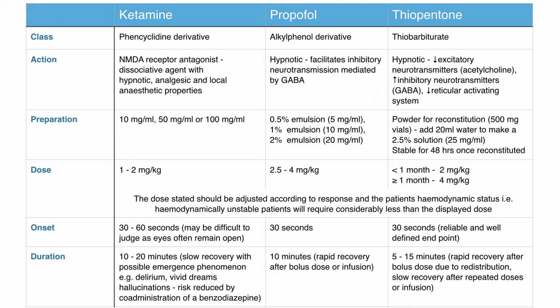Thiopentone has a very reliable onset time and well-defined endpoints, acting in about 30 seconds. The duration of action is anywhere from 5 to 15 minutes, and again there's quite rapid recovery after a bolus dose due to redistribution. However, after repeat bolus doses or an infusion, recovery is delayed, unlike propofol.